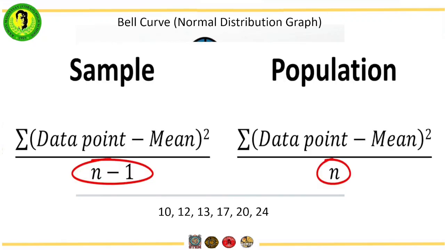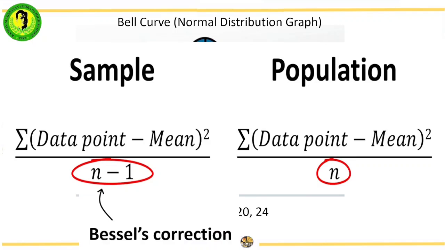So why did we subtract 1 from the total raw data? Because we follow Bessel's correction. When we get the variance of a sample, we must subtract 1. But if we are going to get the variance of the population, we don't have to subtract 1 from the sample size. So that is the end of our review.